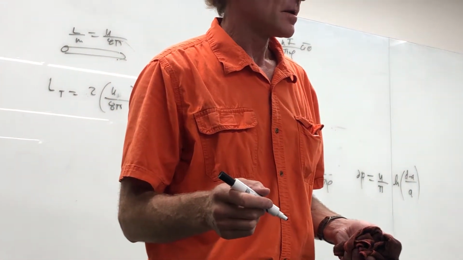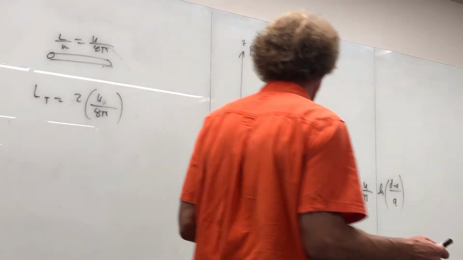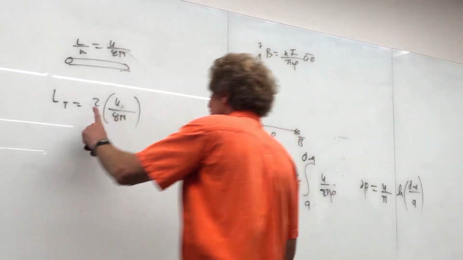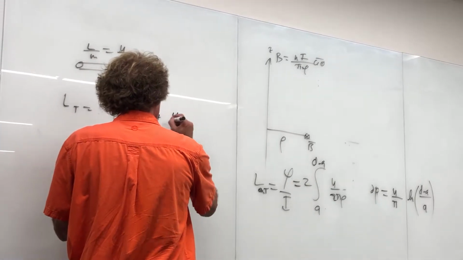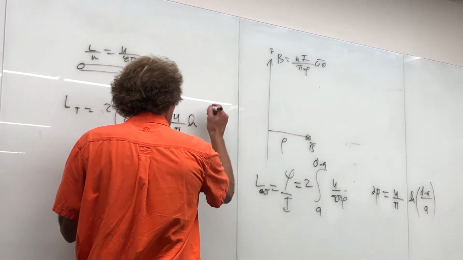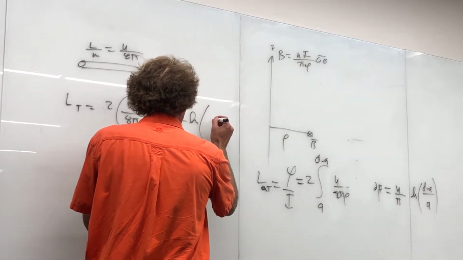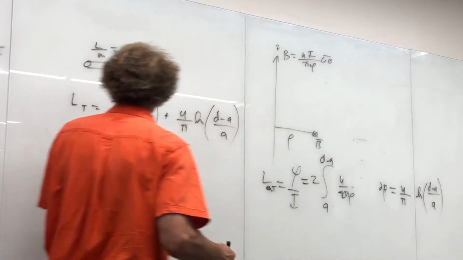You need to add the internal. This is what it is for the external, right? This is the total, sorry, I didn't add this in. You're right, it would be plus mu over pi, natural log of d minus a over a, and that's the total.